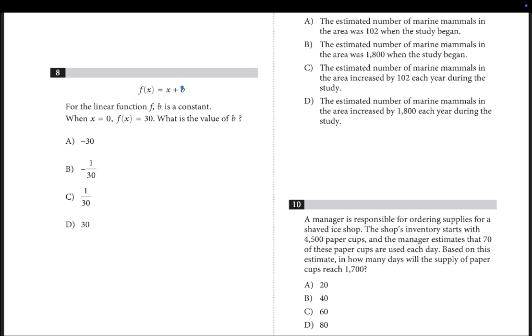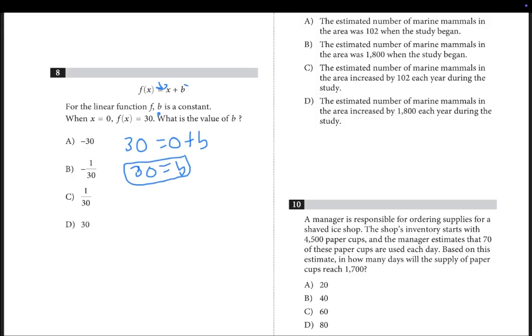So we're going to input these values into this equation that we're given right here. So we can say f of x equals 30, and x is equal to 0. We input that into the equation. So 0, and then we're going to add the rest of our equation. So 0 plus b. 0 plus any number is just the number by itself. So we're just going to say 30 is equal to b. And that's all we have to do.